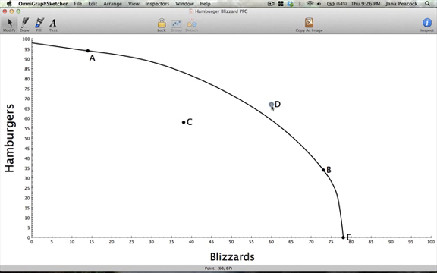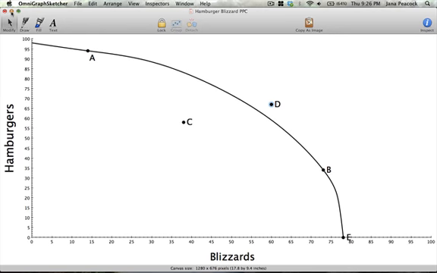Anything out past the boundaries of a PPC is an impossibility. So you cannot, no matter how crushed you are and how many tour buses pull up, you cannot make a combination of 60 blizzards and 67 hamburgers within this hour time frame. So this would be impossible given your current technology. That's a basic PPC graph.